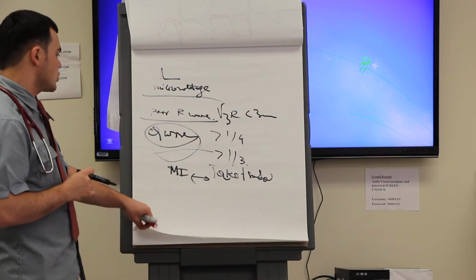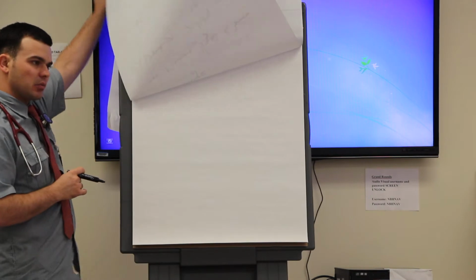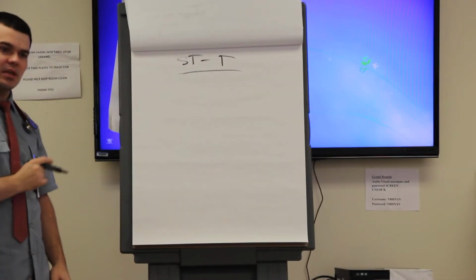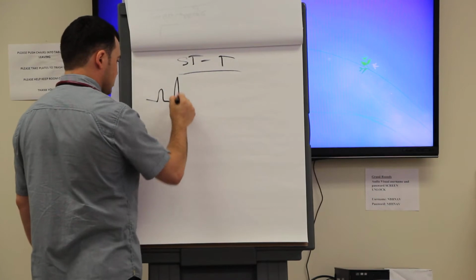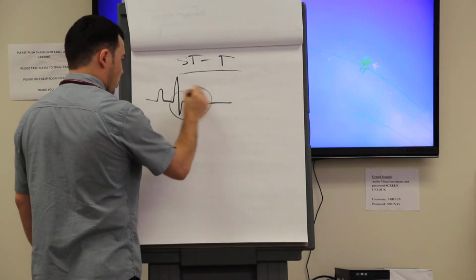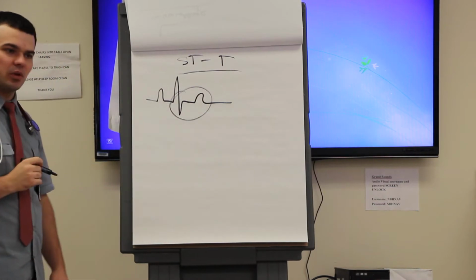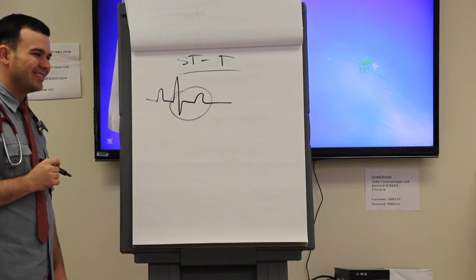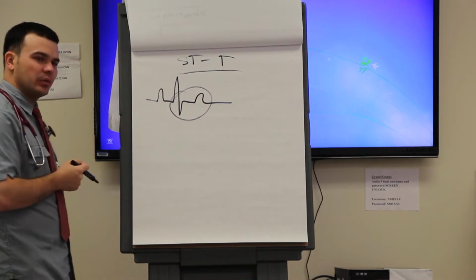Q-wave, all right. Next one on the list is what? ST segment and T-wave. So what can happen with ST and T? What can happen with the ST segment? We're talking about depression, this part right here, right? So it can get depressed. With what?